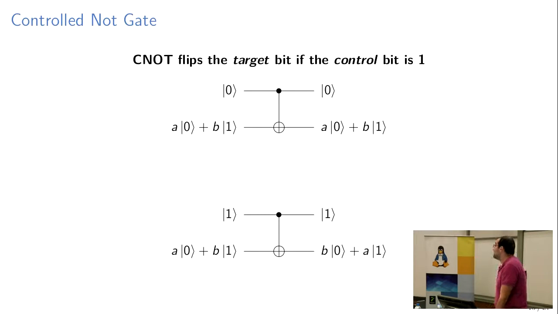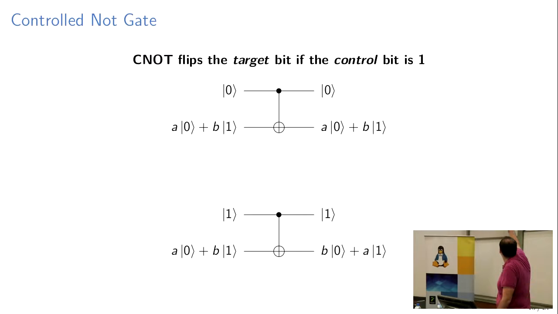And the last gate I wanted to talk about is a 2-qubit gate, which is called the controlled NOT gate, or the controlled X gate, which is basically saying if the control qubit is at a 1 state, you just flip the target qubit. It's basically an if, but quantum.